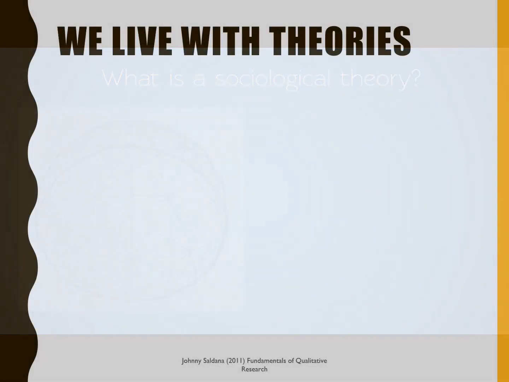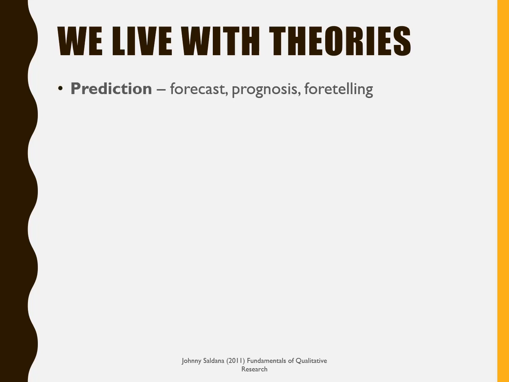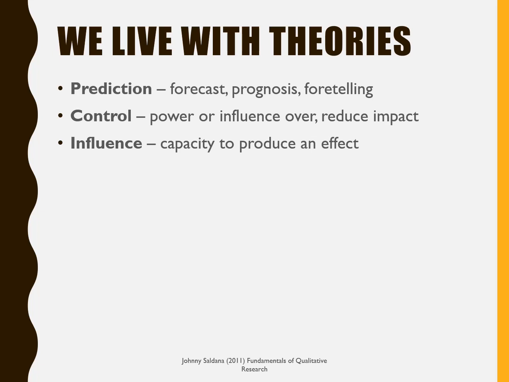We use theories all the time, even before we come to university and begin thinking about them in a formal way. For example, if we look outside and decide to take an umbrella, we're applying a theory because we've made a prediction of what might happen. You can control whether you get wet or stay dry. Plus, you're influenced by something, the dark clouds in the sky, drops of rain.